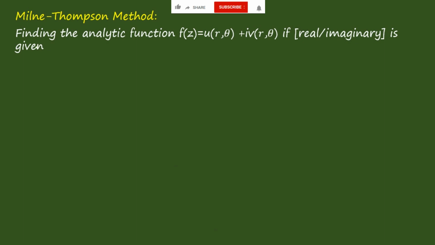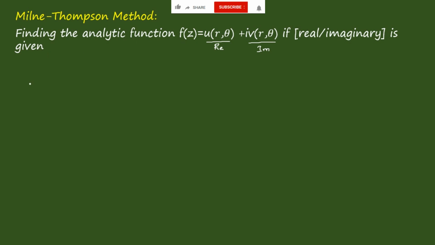Now we'll be looking at the method of finding an analytic function f of z if the real part or imaginary part is given. We know that f of z is equal to u plus iv, where u and v are functions of r and theta, and this is the real part and this is the imaginary part. If any one of them is given, how do we find the analytic function?